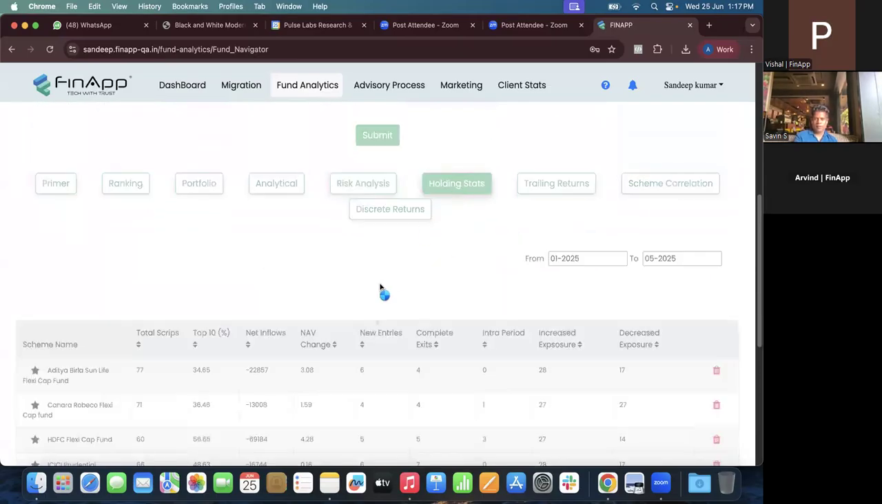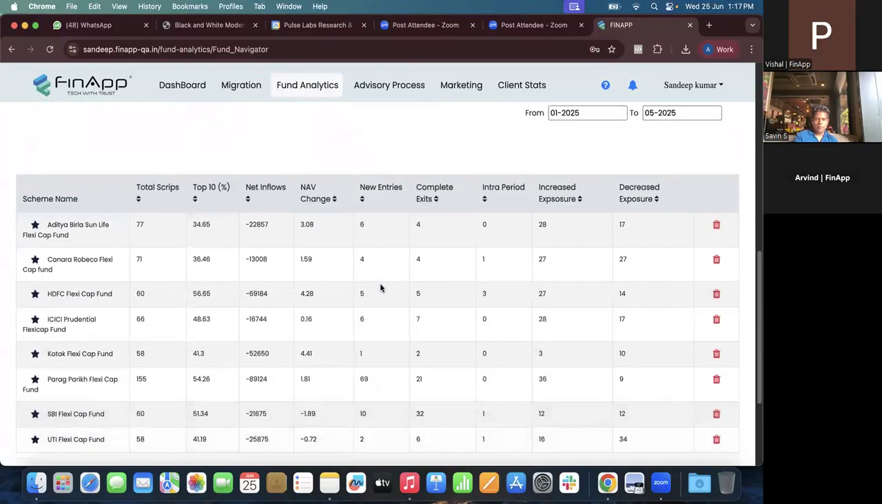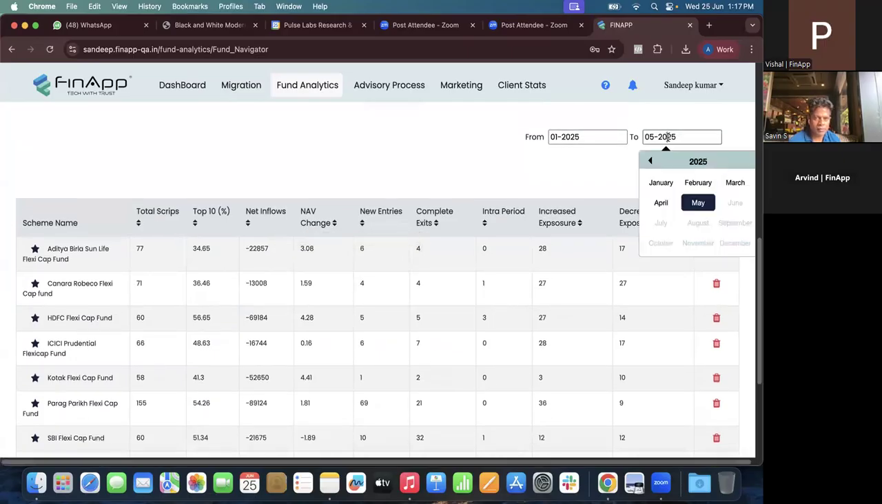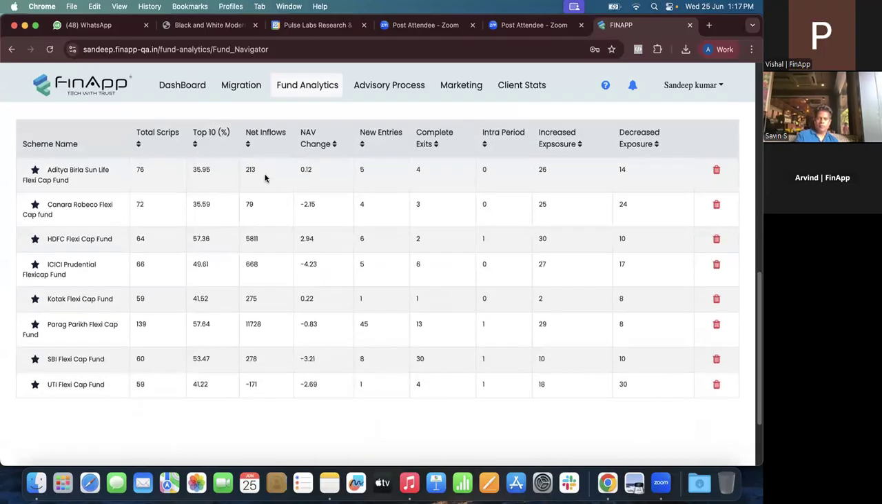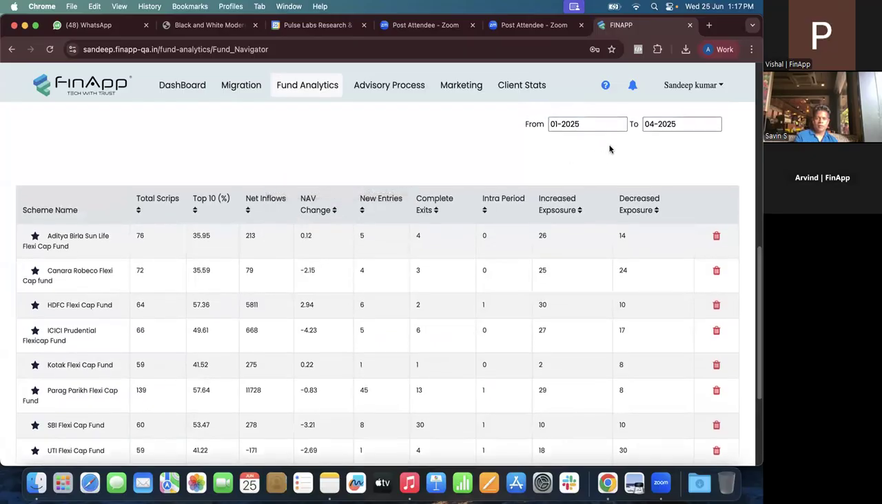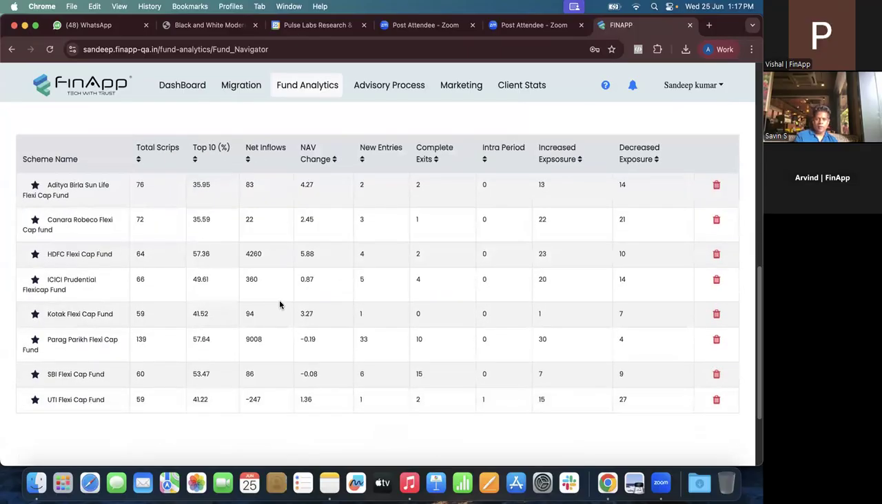Now holding stats: total scripts in this particular scheme, top 10 holding total, what percentage of holding. Net inflows in the scheme during what period? This period. And you can change the period also. So if I want to know what is selling in the market, I can do that.